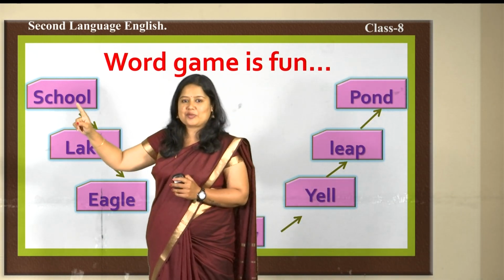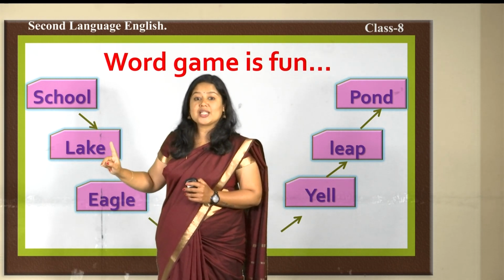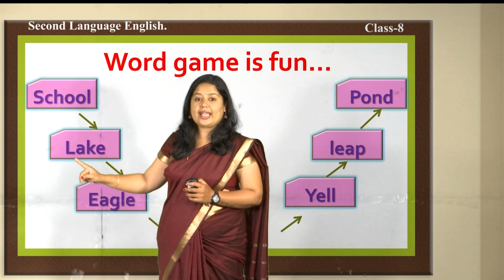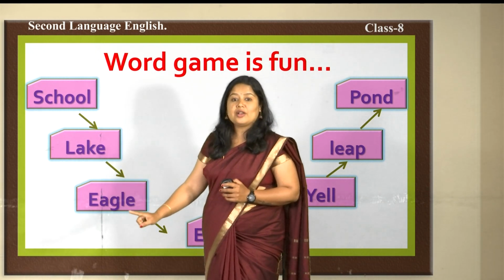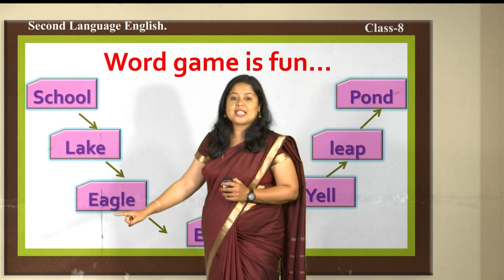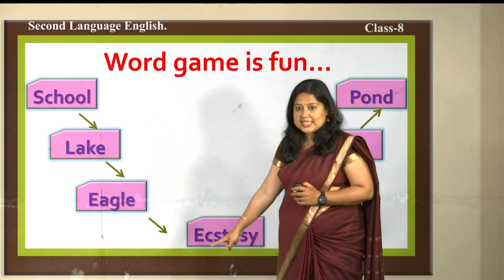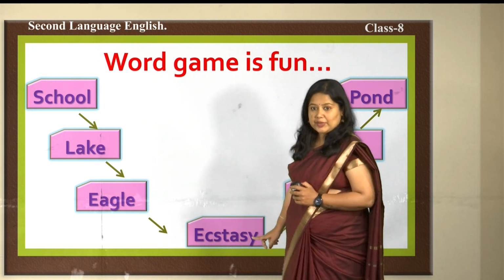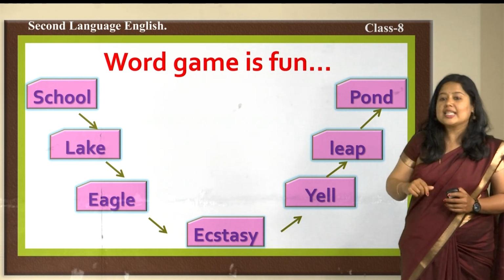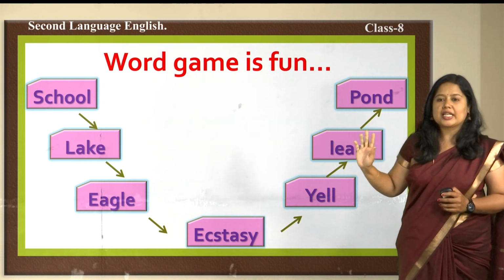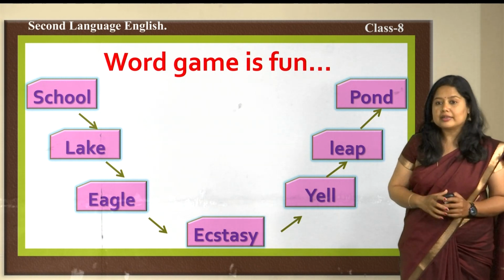What is the link? Here is the word school. What is the last letter of it? L. My next word starts with the same letter, lake, L-A-K-E, and the lake ends with E. And I have taken the next word with the same letter, E-A-G-L-E, eagle. Eagle ends with E and the next word starts with the same E, ecstasy, and ends with Y. Do you remember we play Antakshari? Yes, this is in the same way just like playing Antakshari, but I have taken words here. So, what is the fun here? You may ask, what is the fun?